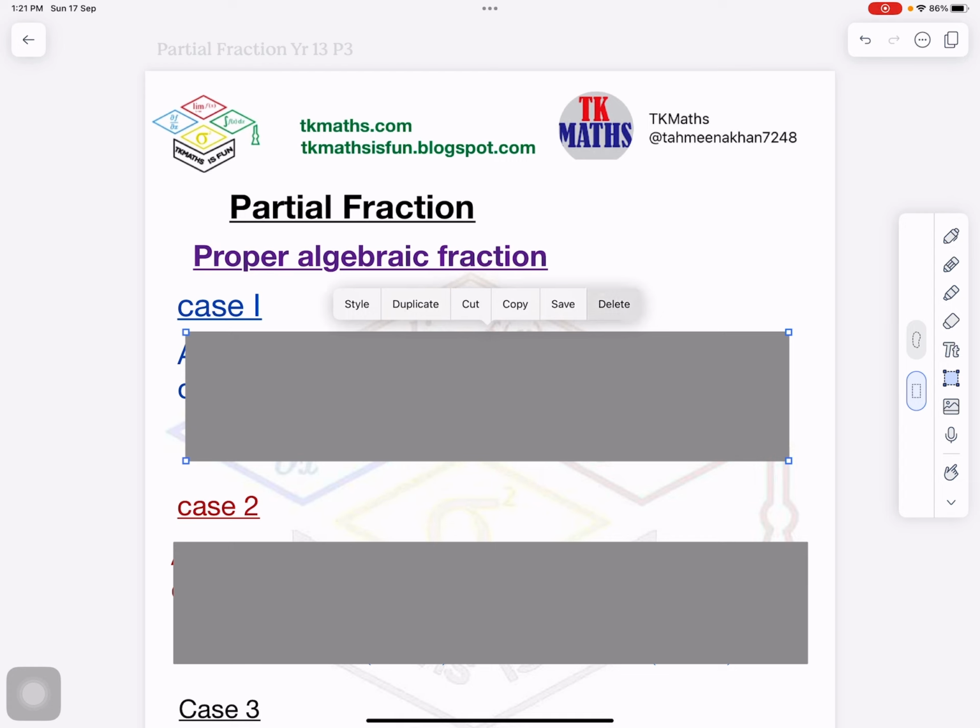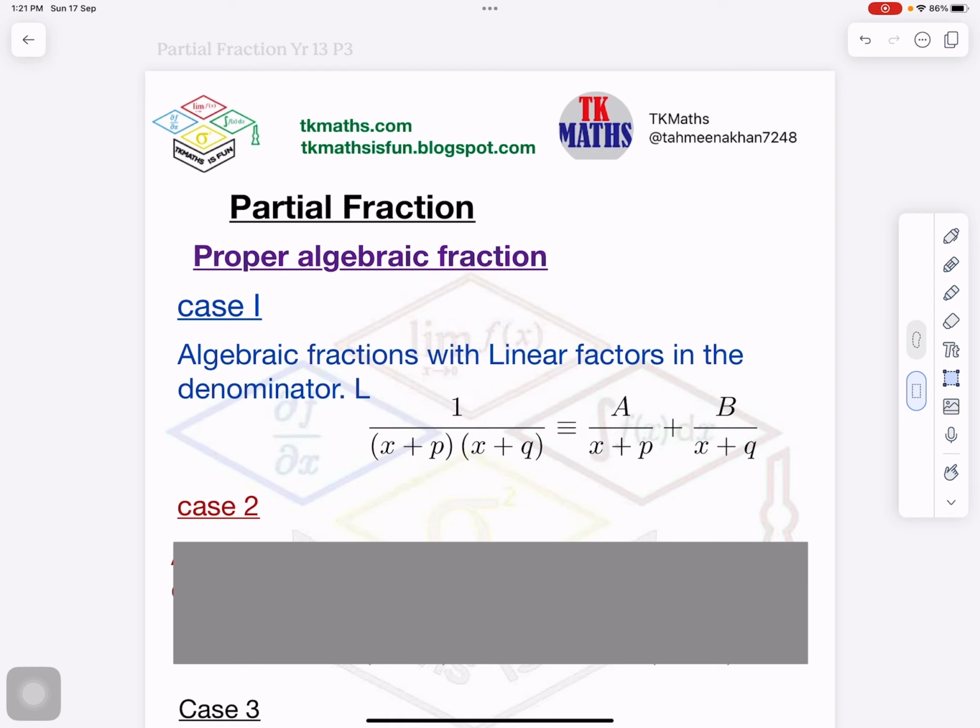So case number 1 is one in which the denominator has linear functions, linear factors. So if you see here, in this case, x plus p and x plus q, these are linear factors, right? So when you are breaking this up into partial fractions, you write in the numerator a constant, a over x plus p and b over x plus q. This you have to remember. It will not be given to you in the formula sheet. Okay, so this is case number 1. Because when you are applying partial fractions, you should know in which case what breakup you will apply. So here you have learned this case.